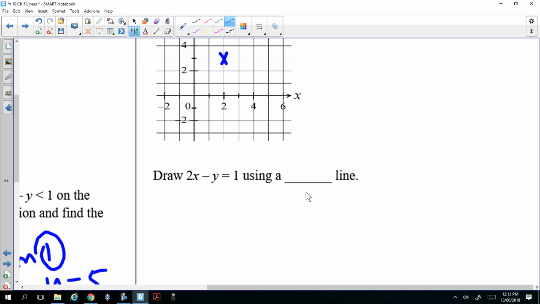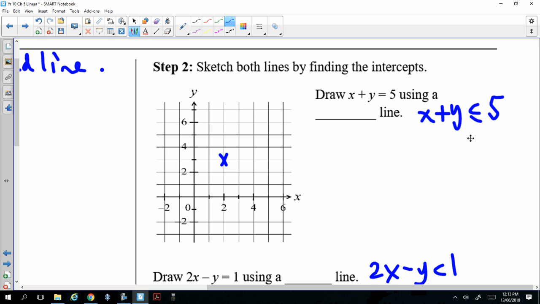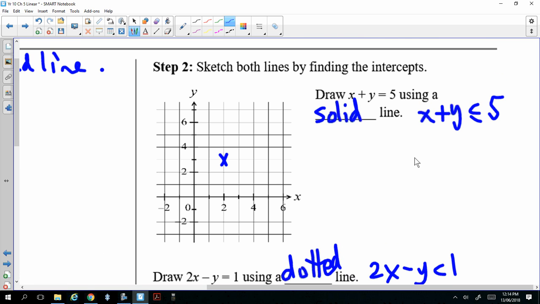Because the first is less than or equal to, you use a solid line, whereas the other one is a less than, so you use a dotted line, like that. Now we're going to draw this. For the first one, maybe the easiest way is to find the x and y intercept, which is easy to find. So find the x-intercept.